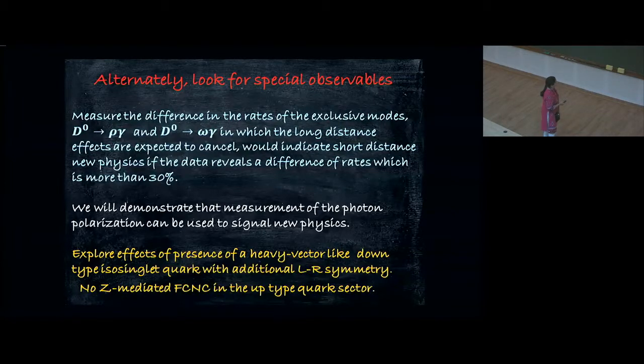We will demonstrate that the measurement of the photon polarization, the photon emitted in this decay, can be used to signal new physics. We'll explore the effects of the presence of a heavy vector-like down-type quark, an isosinglet quark, with additional left-right symmetry. Since we have only an isosinglet down-type vector-like quark, usually you would have Z FCNCs coming from the vector-like quark, but those FCNCs will come in the down-type sector and will not affect our c to u gamma. So that's one of the motivations to look at isosinglets here.